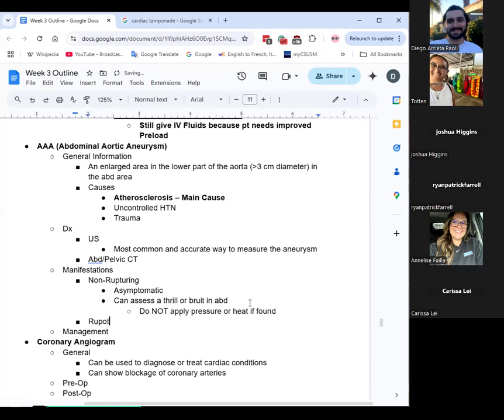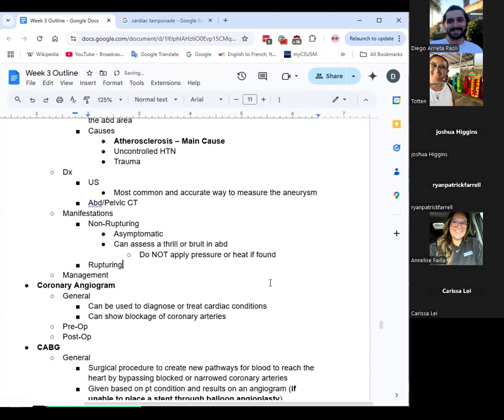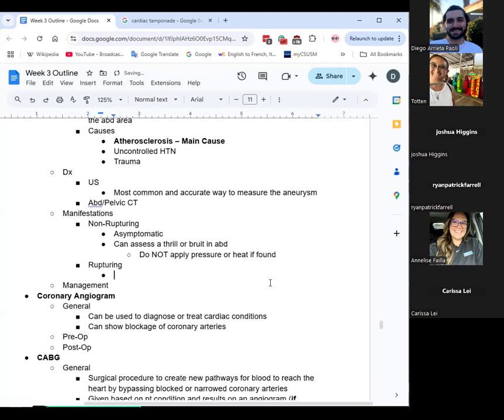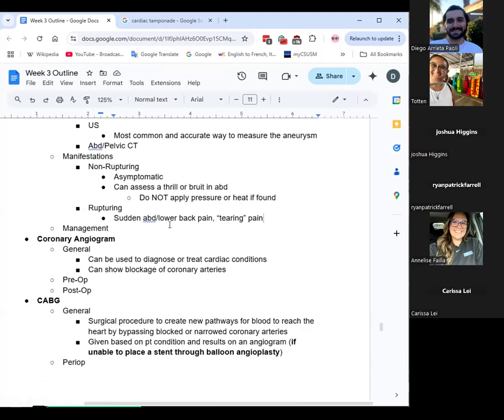And now if it's rupturing, this is life-threatening. We did talk a little bit about it when it came to the aortic dissection and the IABP, but this is going to function the same way. You're going to have sudden abdominal, lower back pain. They call it a tearing pain. I see the tearing pain used more in the Kaplan-style world, so just letting you guys know.